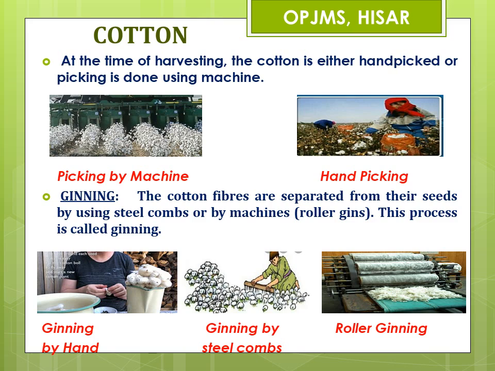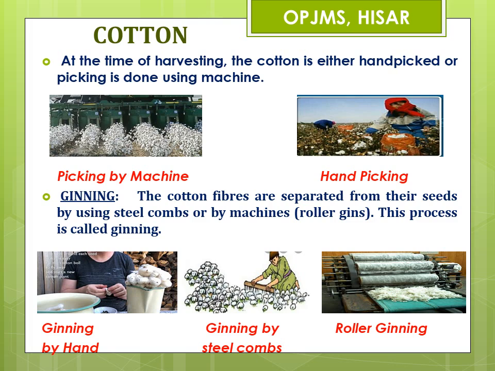After this, cotton fibers are separated from their seeds by a process called ginning. It was traditionally done by hand using steel combs. However, these days machines known as roller gins are used for ginning. A roller gin has steel pins fixed on two rollers which act as a comb. When cotton is pressed through a gin, the seeds are combed out and collected in a separate vessel.